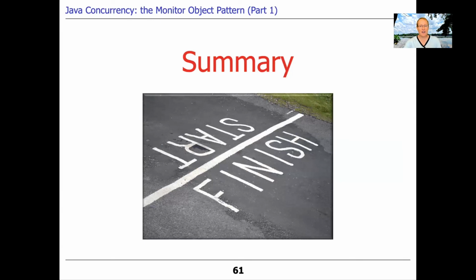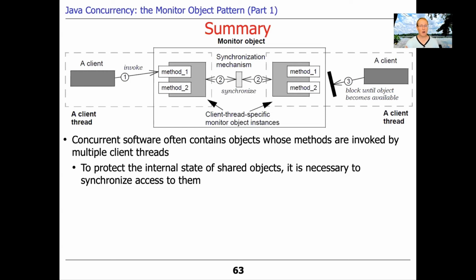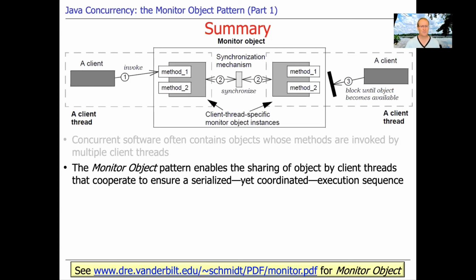So to wrap up the discussion of part one of the monitor object pattern, concurrent software often contains multiple threads that require sharing of objects whose methods are invoked in different ways by those multiple threads. That's a very common design technique. And if you want to protect the state of the objects to make sure it's not corrupted and ensure that mutable shared state is not going to be incurring race conditions and so on, then you can synchronize them using synchronized keywords or monitor or reentrant locks and so on. And you would really like to be able to simplify the programming so you don't have to explicitly write low-level code. You can just make method calls, so you don't have to think about it very hard.